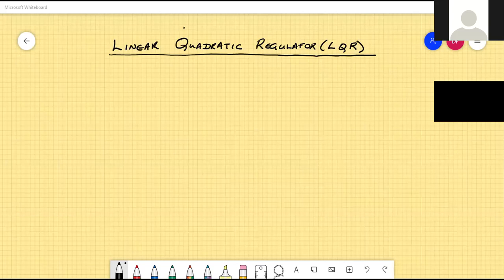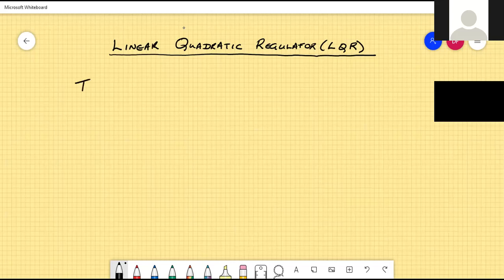All right, so this evening we have just an introduction to the linear quadratic regulator. This is another method of finding gains. Let me begin by stating the formal definition of what the linear quadratic regulator is supposed to do and try to put it in layman's terms.